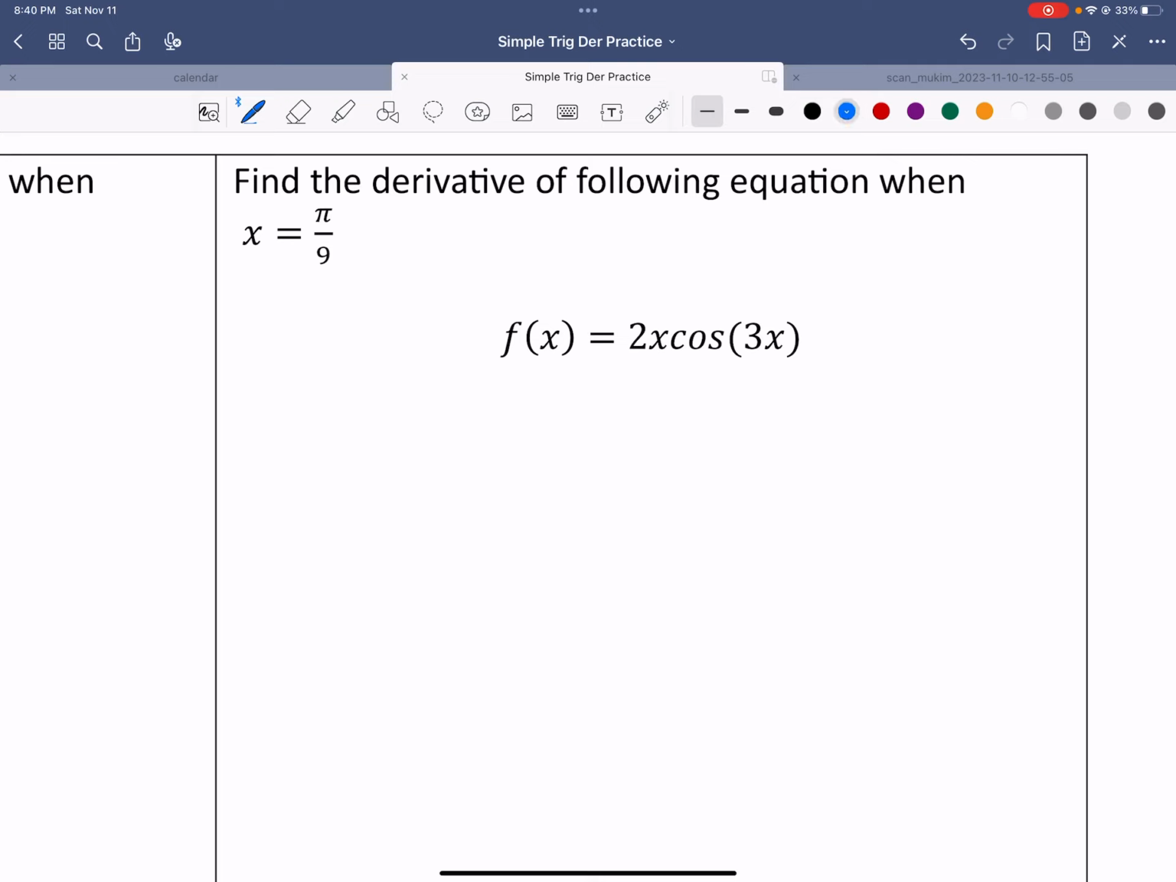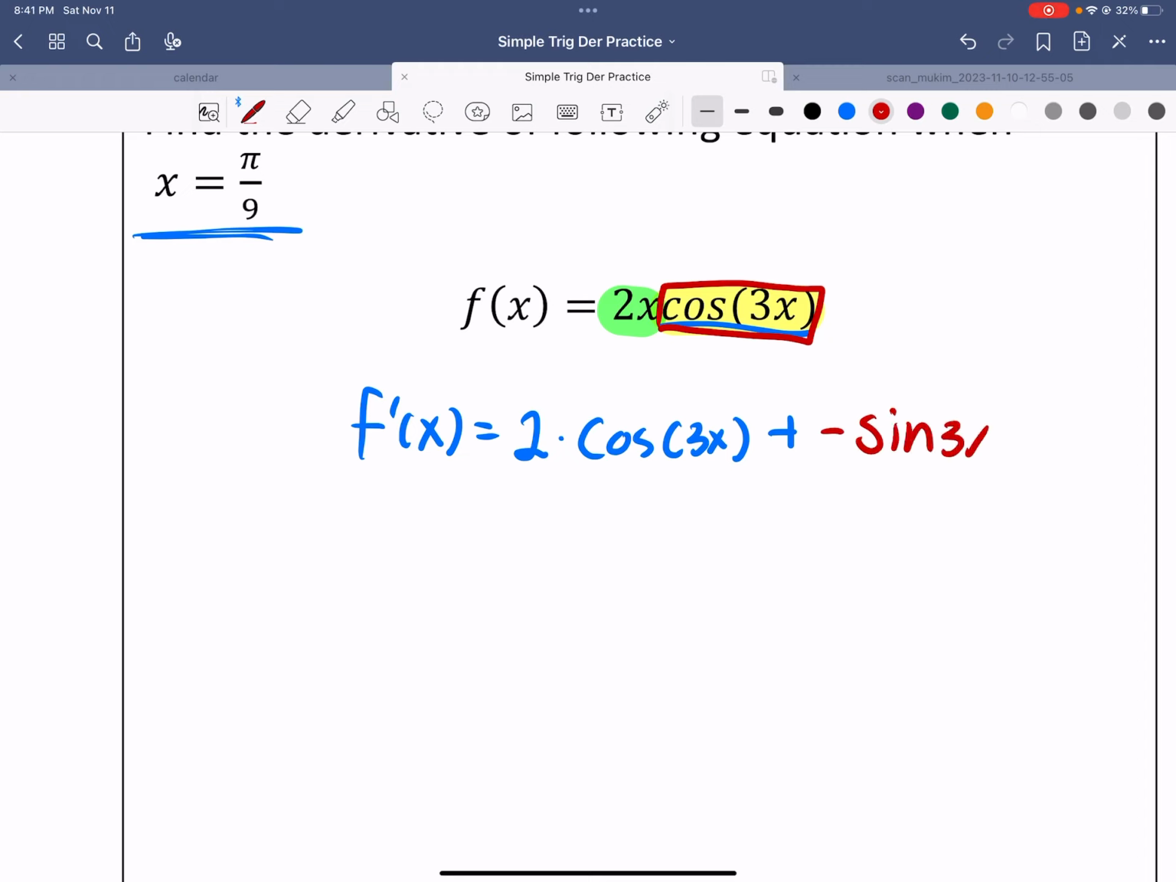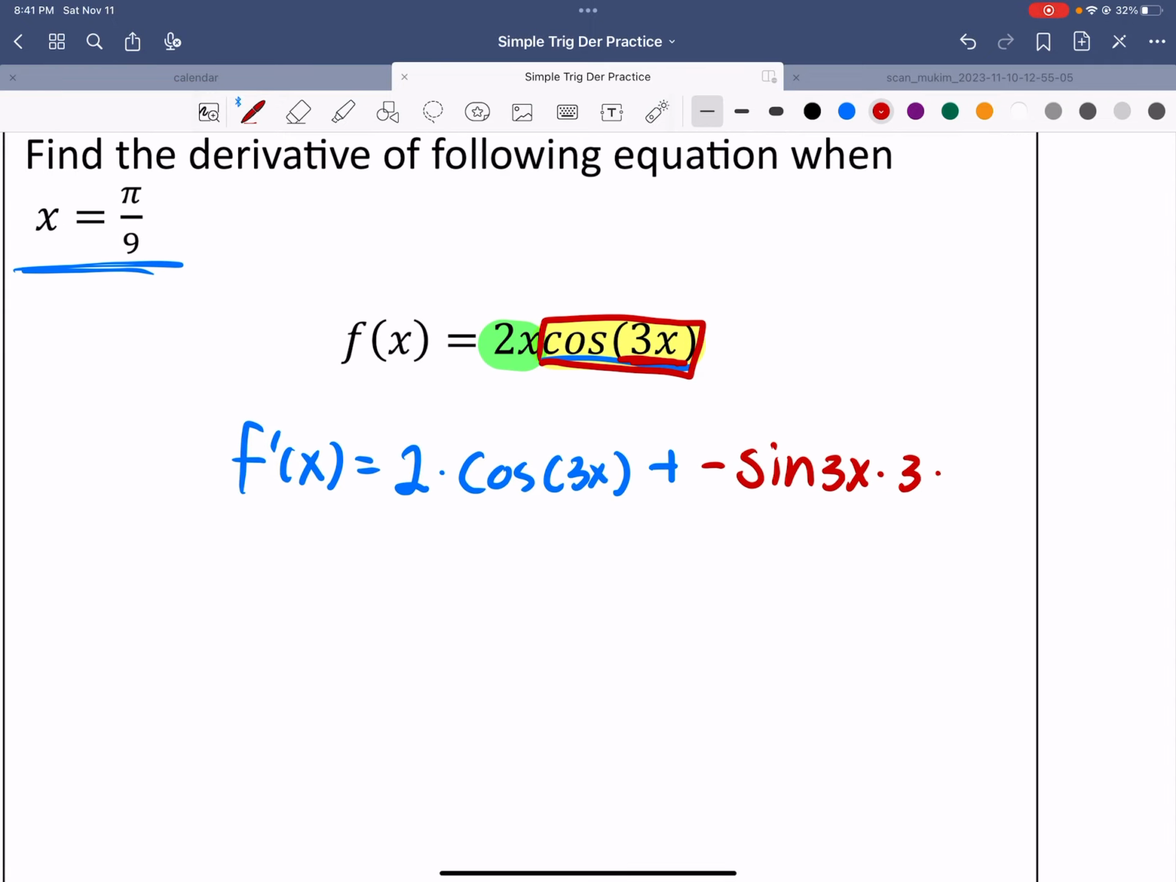So it's 2x times cosine of 3x. Let's separate these two because it's gonna be a product rule. So you're gonna find f prime when x is equal to pi over 9. Now let's derive it first. If I derive 2x, that's gonna become 2 times, let me copy this one down, cosine of 3x plus, now I'm going to derive cosine 3x. That's gonna be negative sine 3x times the derivative of 3x, which is 3, multiplied by this, 2x.